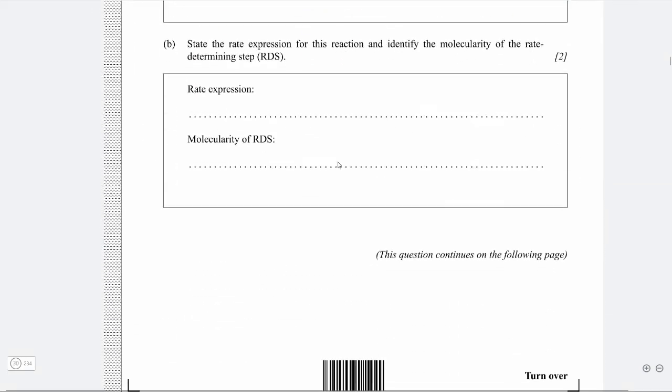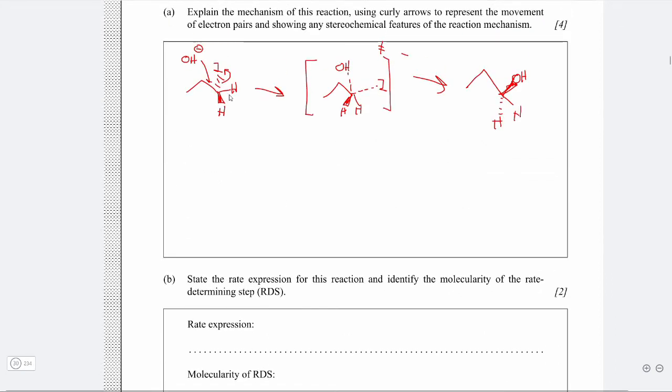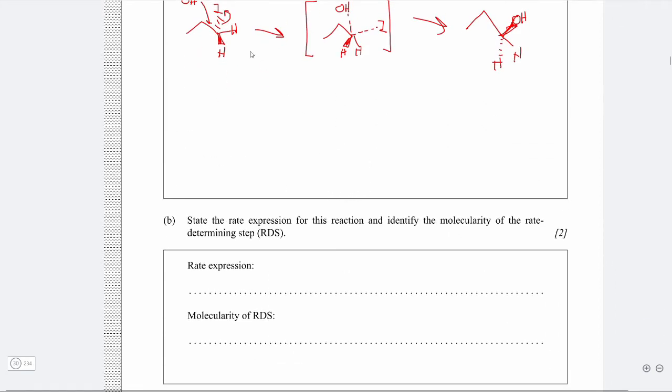Next question. State the rate expression for the reaction and identify the molecularity of the rate determining step. Okay, so it's SN2, which means that it depends on the concentration of both reactants. So rate equals k times the concentration of OH minus times the concentration of CH3CH2I. Yeah, and then molecularity is bimolecular.